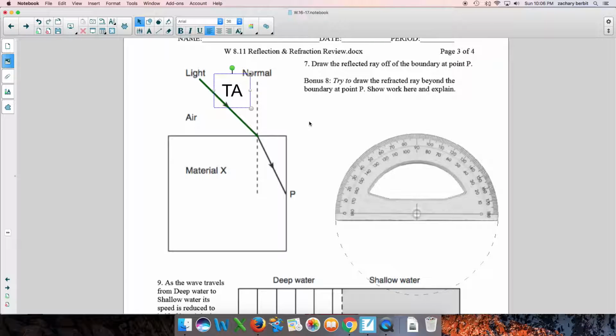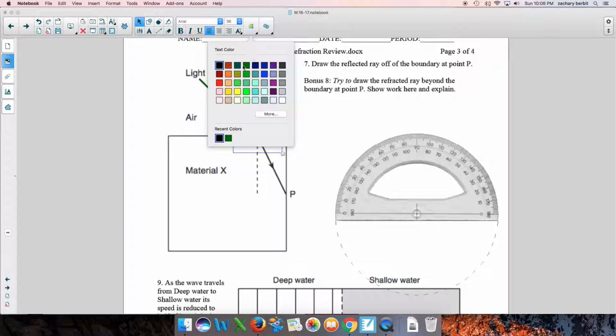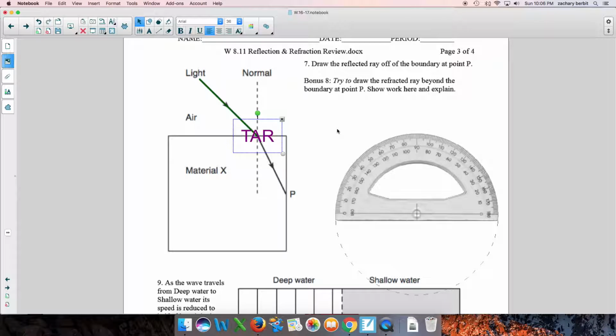TAR. Transmit, absorb, reflect. And so, at this particular location right here, TAR is happening. Let's get TAR. Now, there it is, purple. There's TAR. So, this green light will come here, it'll hit, some of it will transmit. We see that right here. Some of it will absorb. We will not see that in our diagram. Some of it will reflect.